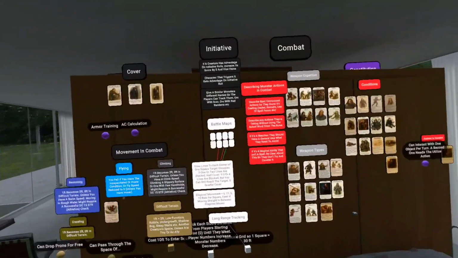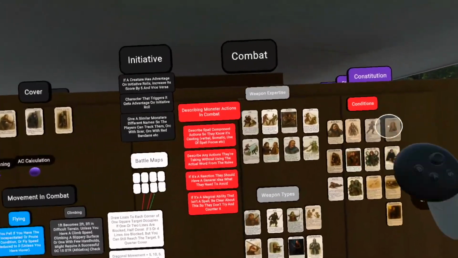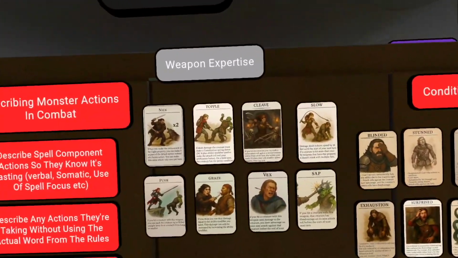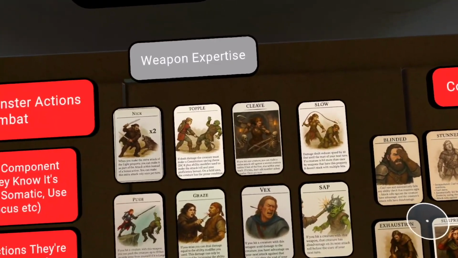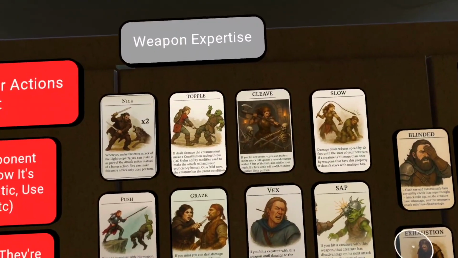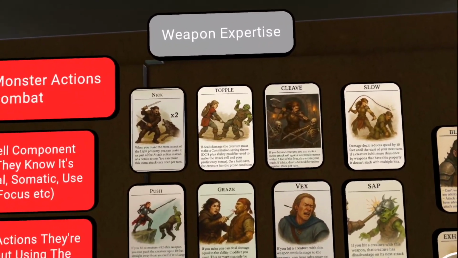Combat. Right, so these are pretty cool. So starting off here, we've got weapon expertise. This is showing you the different types of weapon expertise you can have and the effects you have.